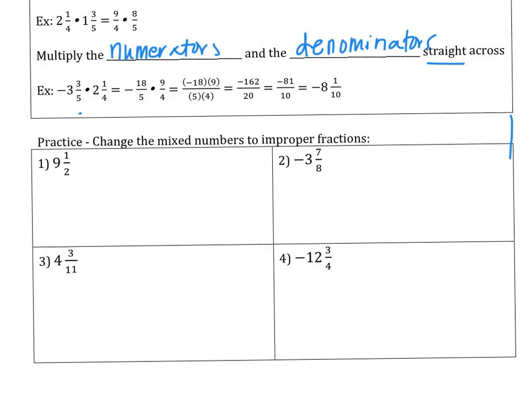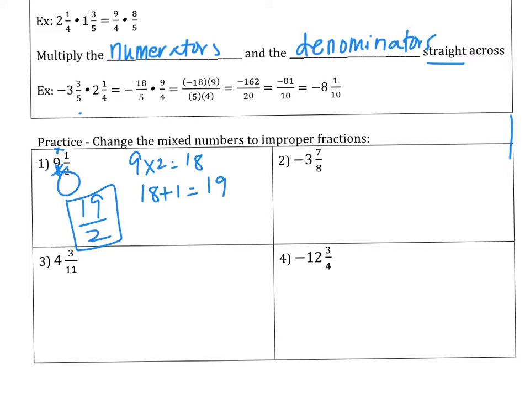Let's start by doing a little bit of practice of changing mixed numbers into improper fractions. So 9 1/2, in order to change that, we're going to multiply the 9 and the 2, and then we're going to add the 1. 9 times 2 is 18, and then 18 plus 1 is 19. Then you put that over the denominator, so it's going to be 19 over 2.